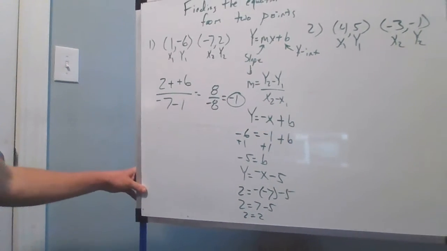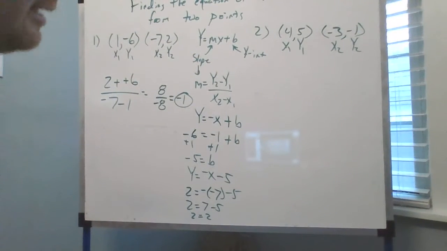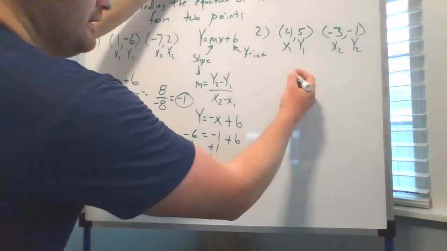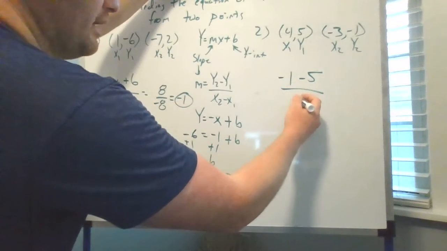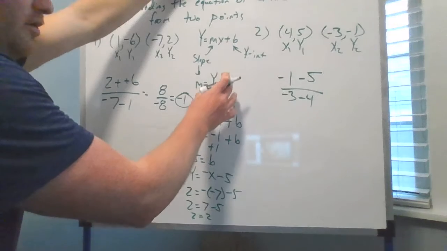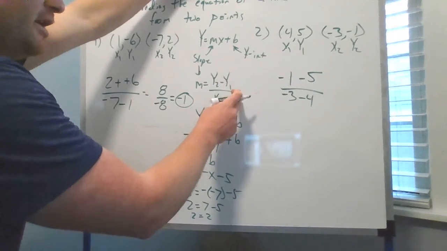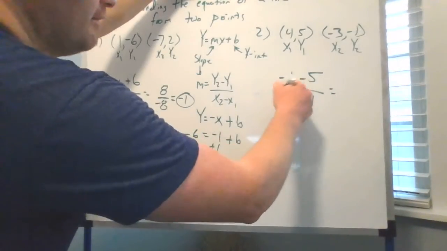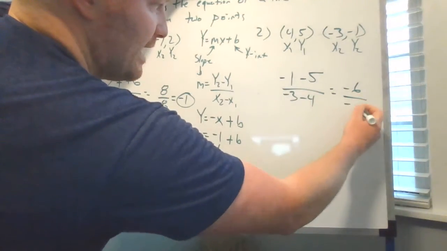Now, let's go on to this one over here. Okay? Same thing. I've already identified them as x1, y1, x2, y2, so negative 1 minus 5 all over the x's, negative 3 minus 4. Remember, guys, just so you don't get stuck on memorizing formulas, you're always doing your change in rise over your change in run. I copied everything correctly, good to go. Negative 1 minus 5 is negative 6. Negative 3 minus 4 is negative 7.